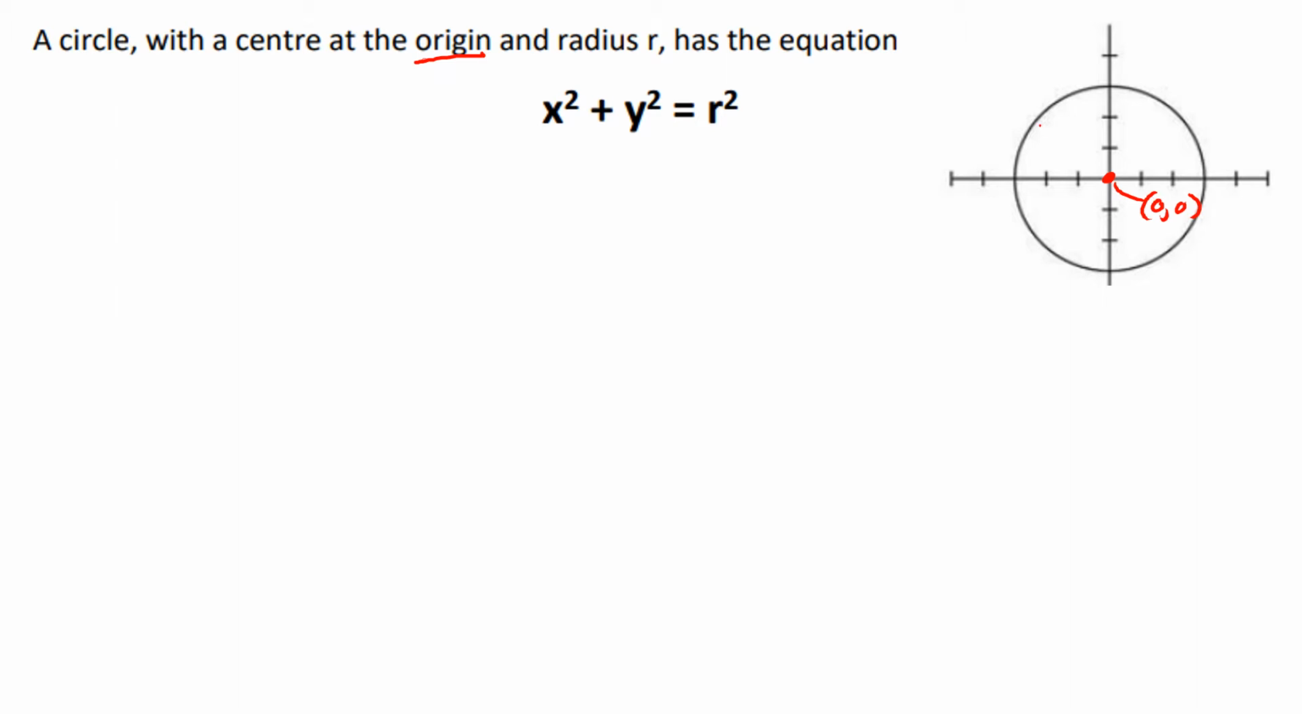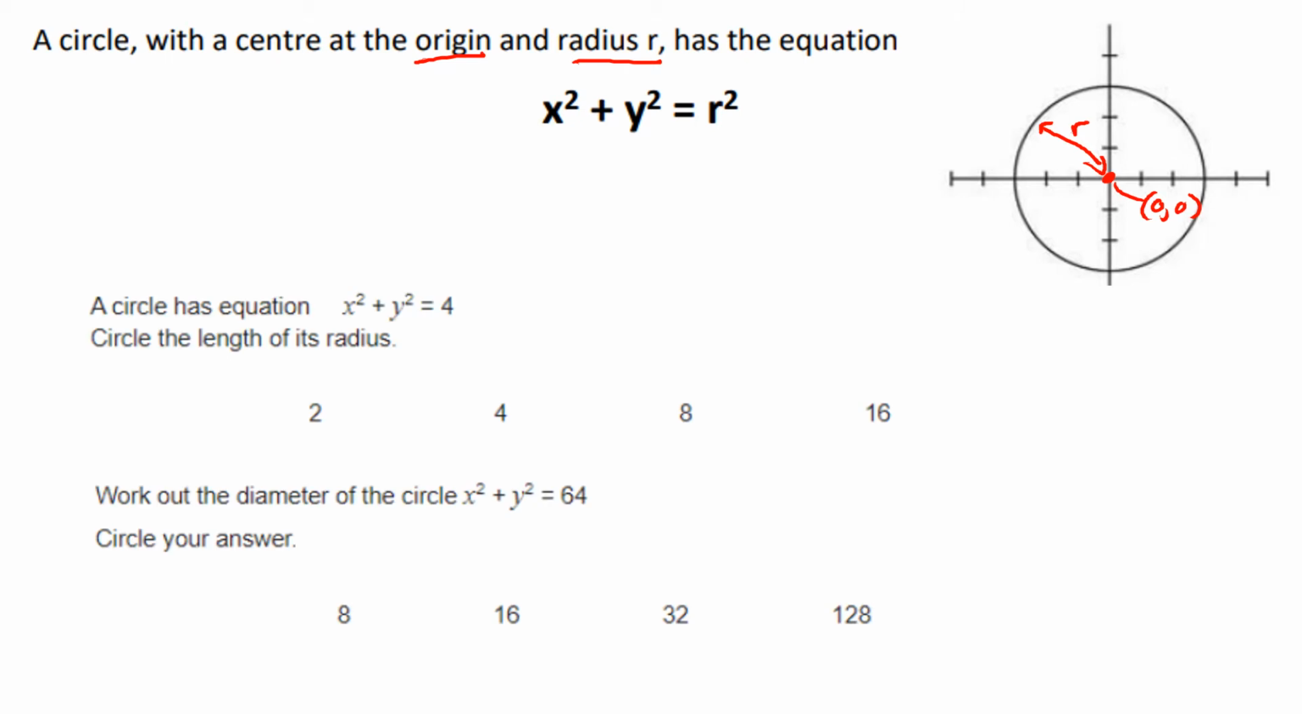What we say is if a circle has a centre at that origin and a radius of r, so remember the radius is obviously the distance from the inside to the circumference, then it's got the equation x squared plus y squared equals r squared. So if we knew the radius was 3, this would be equals 9. If we knew the radius was 10, this would be equals 100. But it's always x squared plus y squared.